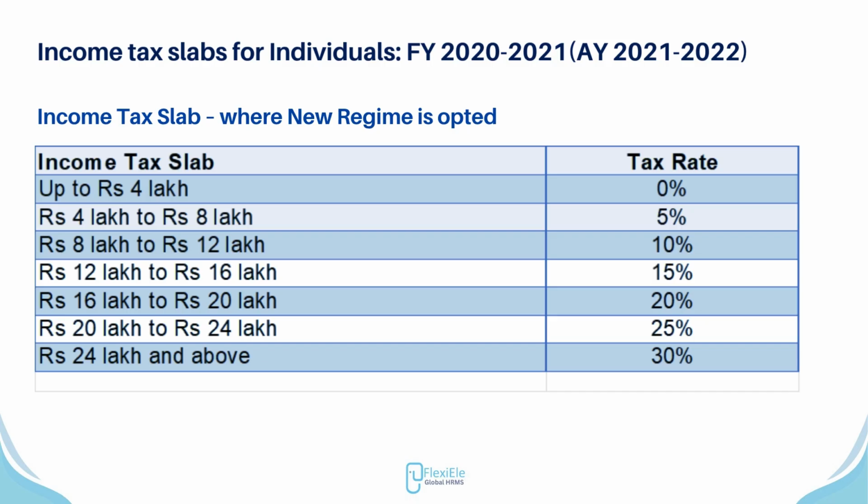Between 16 lakh and 20 lakh, the rate climbs to 20%. From 20 lakh to 24 lakh, you're taxed at 25%. And if your income goes above 24 lakh, you are in the top slab, that is 30% tax on that portion.